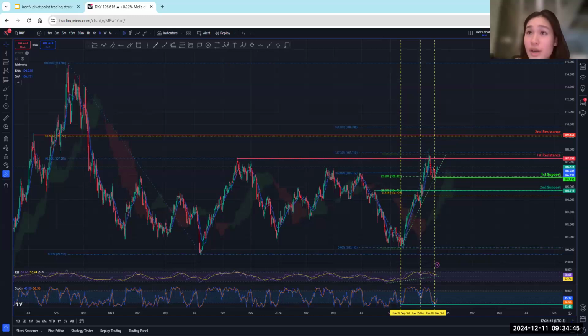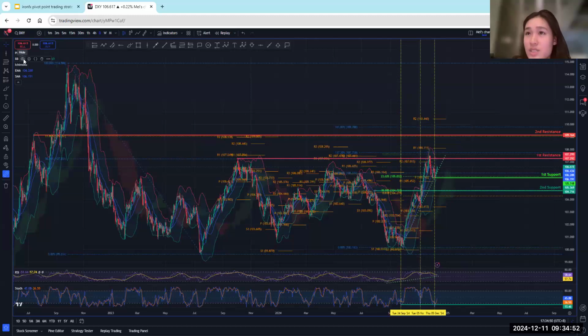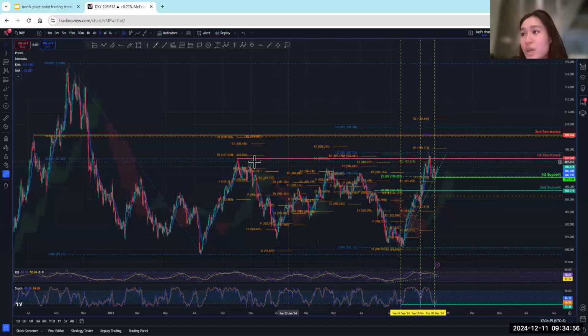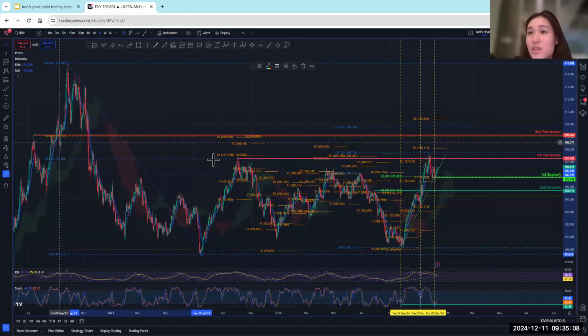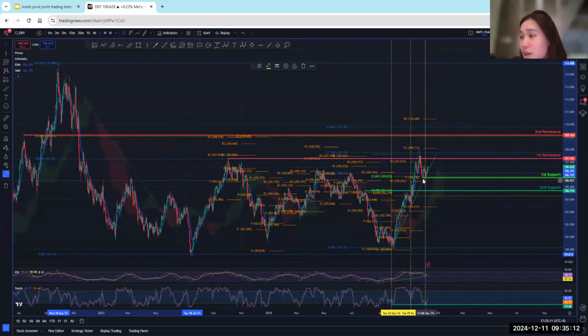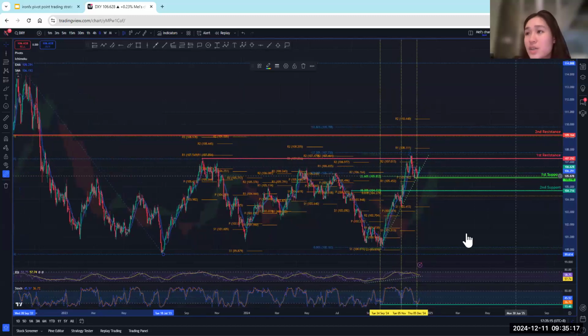So if I add back our pivot points, you can see it's a lot more messy, but the R1s also match up with our first resistance, so that gives us quite a bit of confluence along with the 50% retracements. You can see our second resistance as well. And our pivot point lining up nicely with our first support is a good sign as well.